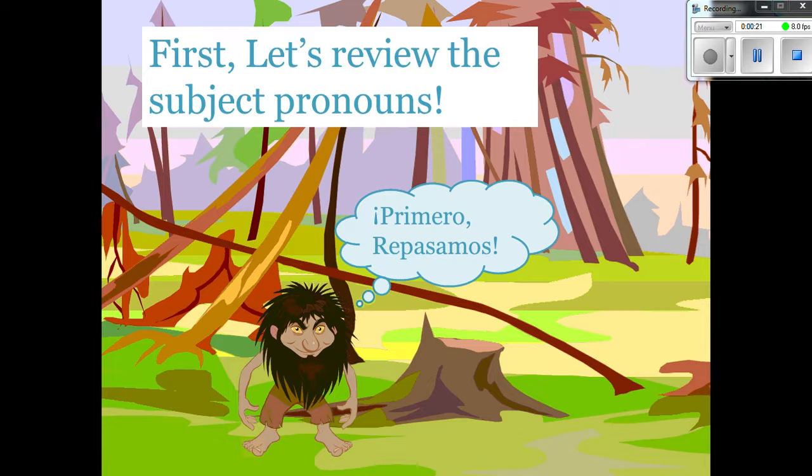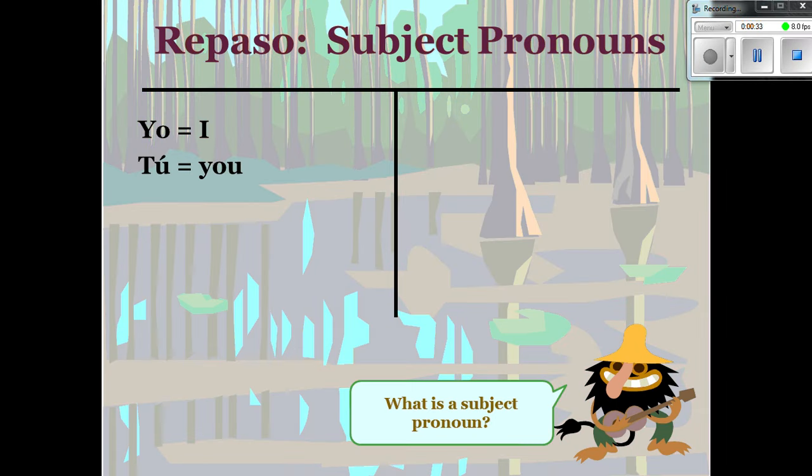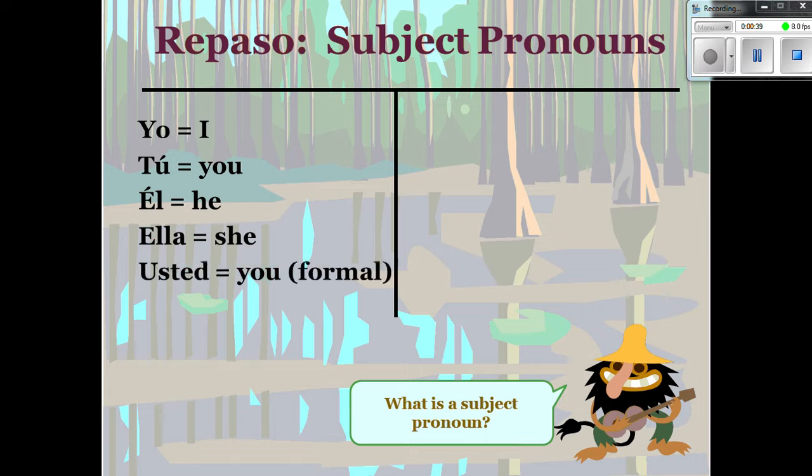So the first thing that we need to do to conjugate a verb is we need to know the subject pronoun, or who we're talking about, or who the verb has to agree with. So looking through all the subject pronouns we learned, we did these first semester. Yo is I, tú is you, él, he, ella, she, usted, you, formal. Remember, these are all singular in this column. Then when we move to the right column, these are all of our plural subject pronouns.